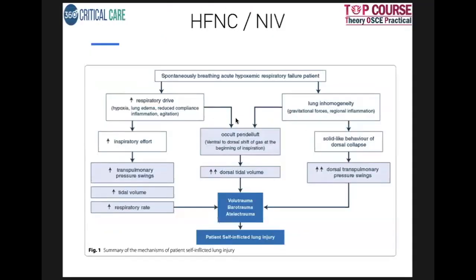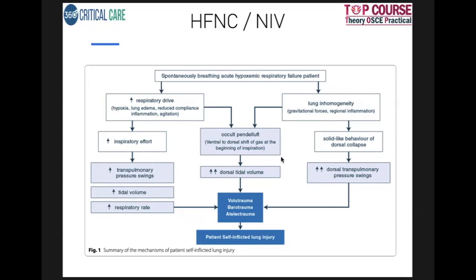Whenever there is a hypoxic patient who is spontaneously breathing, there will be increased respiratory drive because of hypoxia, lung edema, reduced lung compliance, inflammation, and agitation. This will lead to an increase in the inspiratory effort and increase in the transpulmonary pressure swings, leading to increase in tidal volume and respiratory rate. At the same time, because of lung inhomogeneity, gravitational forces and regional inflammation, there will be solid-like behavior and dorsal collapse. There will be an increase in the dorsal transpulmonary pressure shifts.